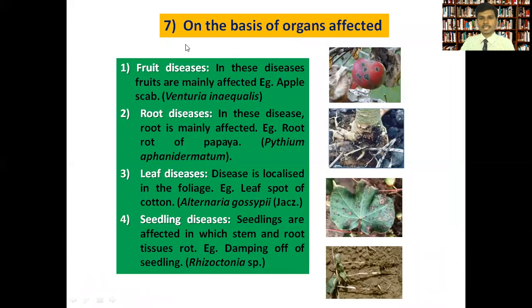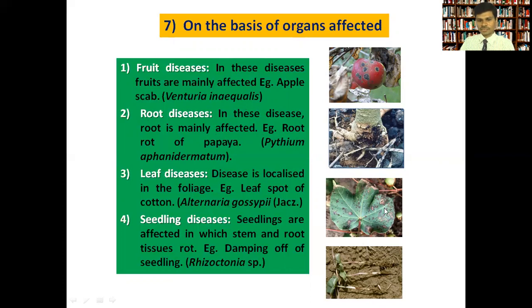Then plant diseases are classified on the basis of organs affected. In fruit disease, fruits are mainly affected. Example, apple scab, caused by Venturia inaequalis. Here we can see the spots on the apple fruit. Then root disease. In these diseases, roots are mainly affected. Here we can see on the root of the papaya plant, Pythium aphanidermatum causes root rot disease in papaya. Then leaf disease.